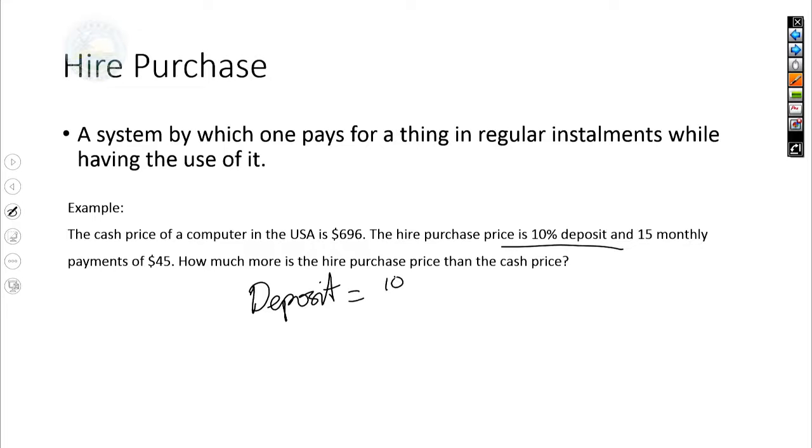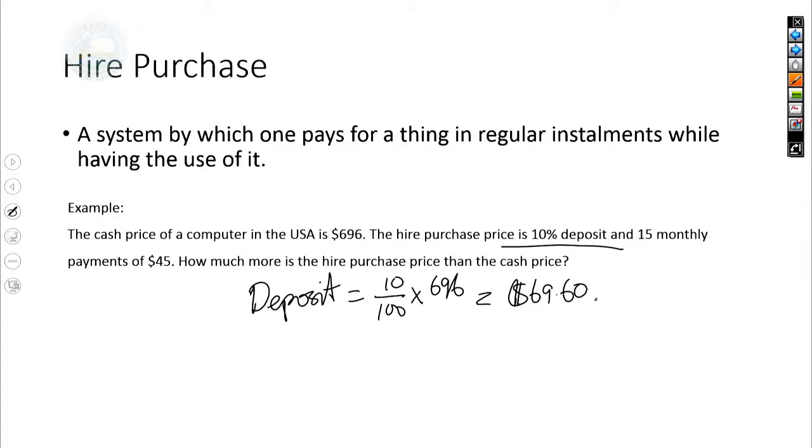will simply be 10% of $696, which is simple, right? That's just $69.60. That's not something bad at all. I could get a laptop for $69.60. Oh, that's something good. Now, what else do they tell us?